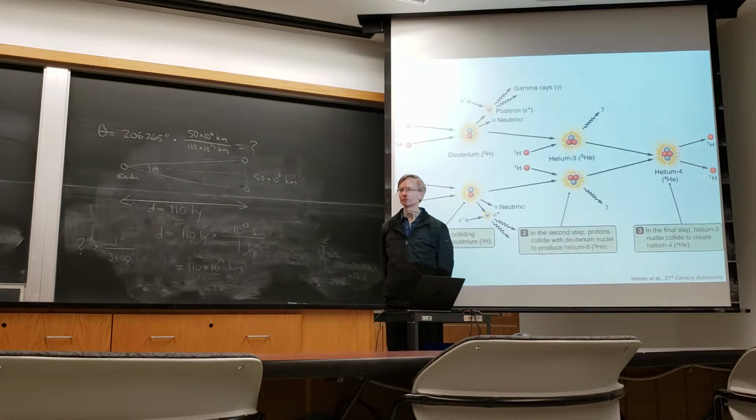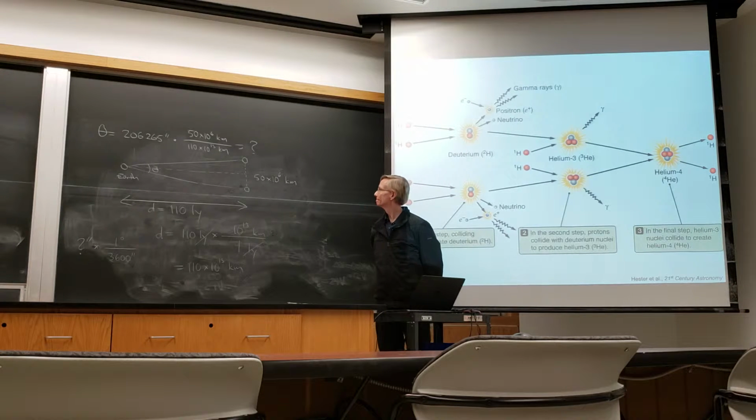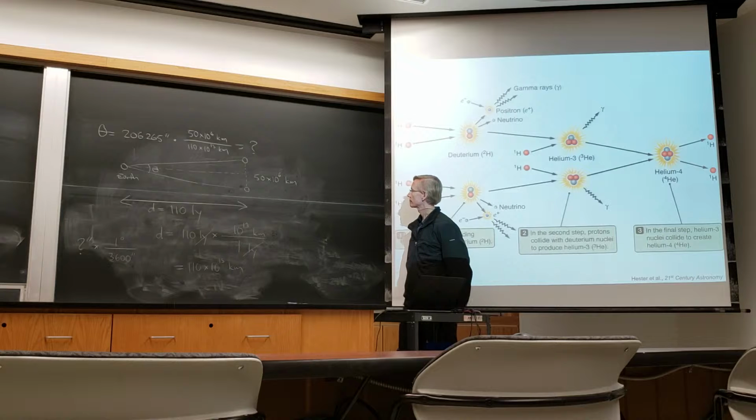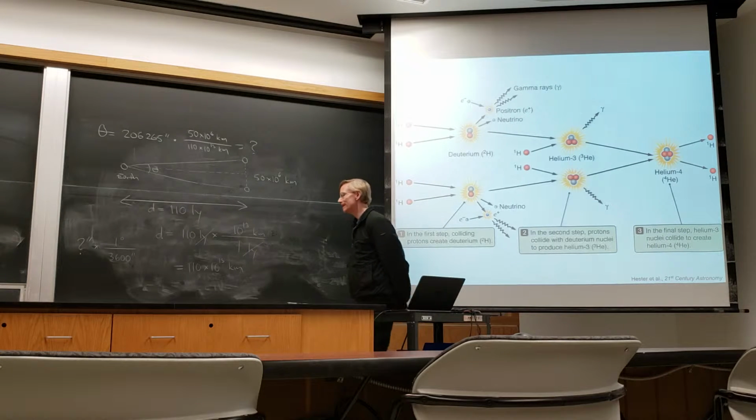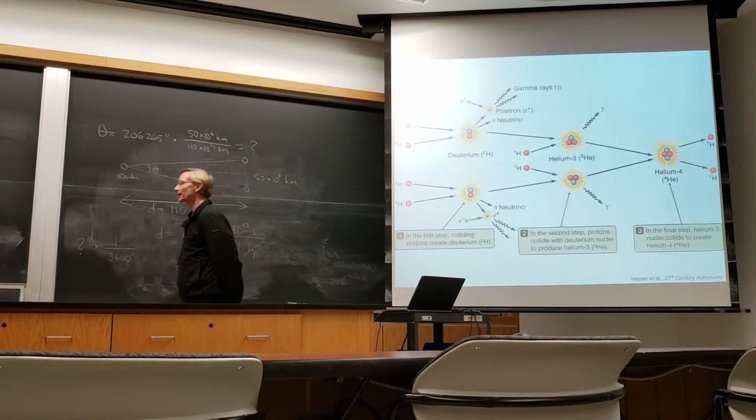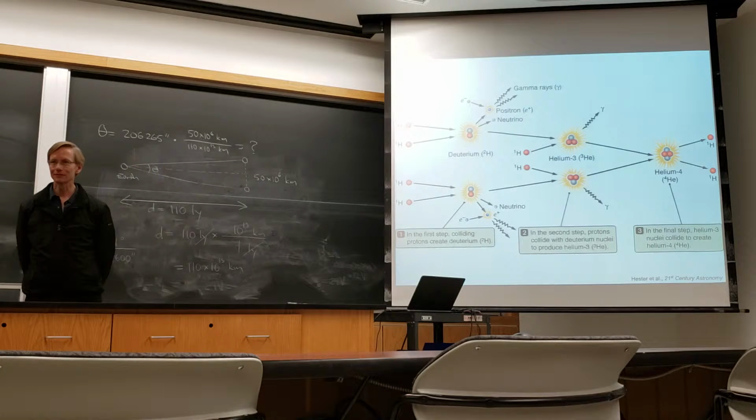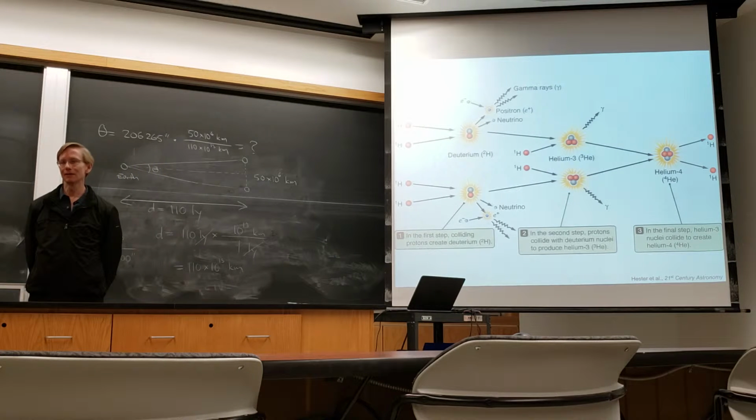Wait, so how did you get the 206,265? It's the number of arc seconds in 1 radian. So it's just a number that I know. And your book would have that formula in there.